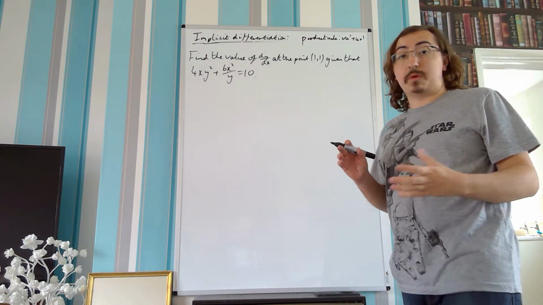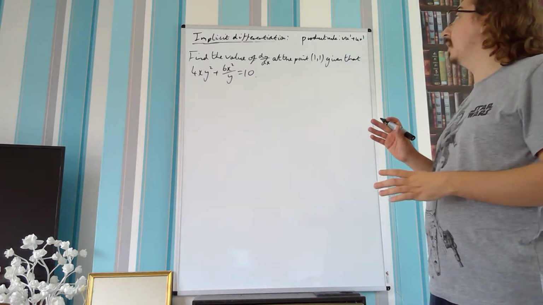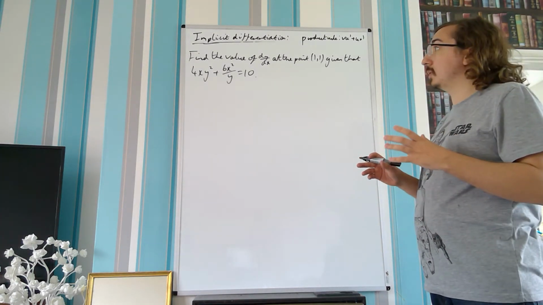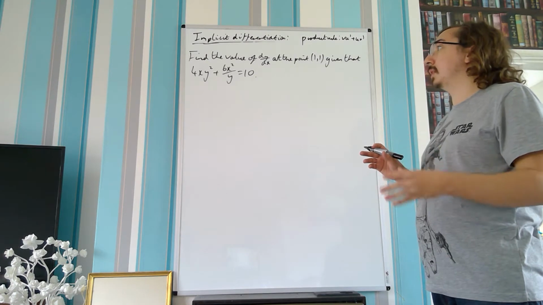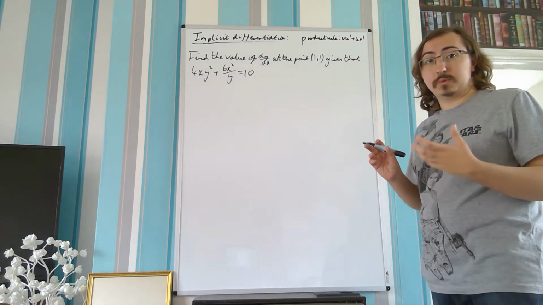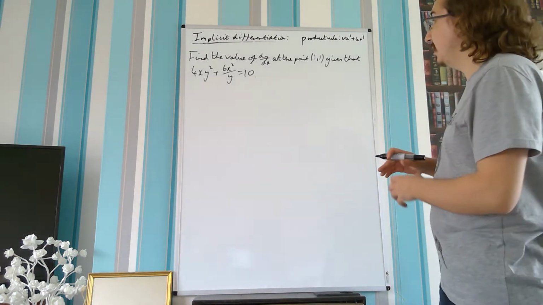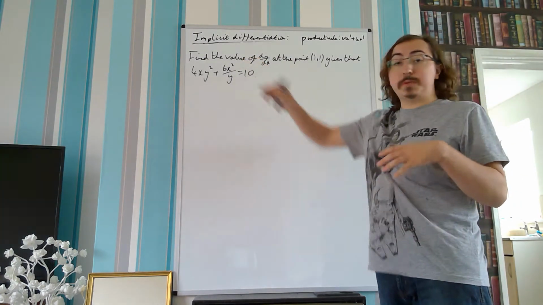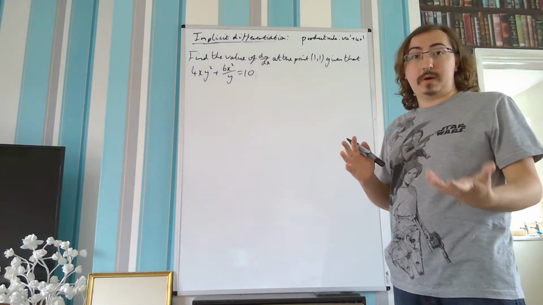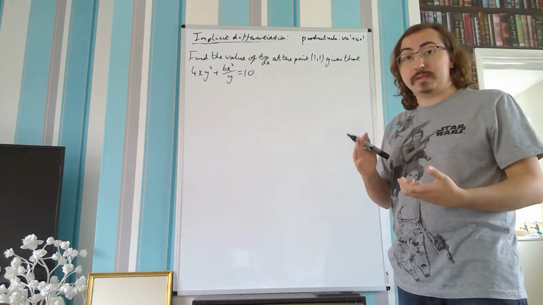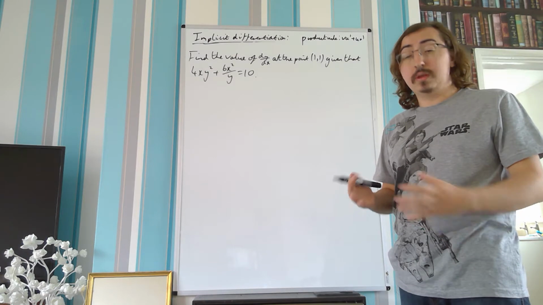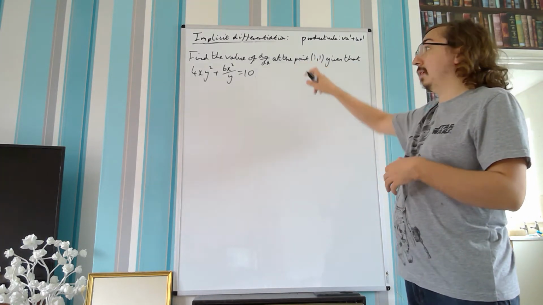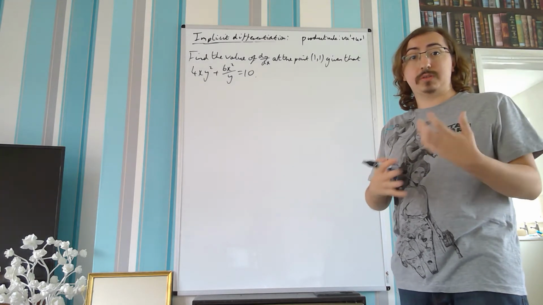Okay, so for this problem, we want to find the value of dy by dx at the point (1, 1), given that 4xy squared plus 6x squared over y is equal to 10. So we need to do a little bit of work for this one. The question specifically asks for a value of dy by dx, but before we get a value, we need to find an expression, and once we have that expression, then we can substitute our values for x and y into it to get the value.